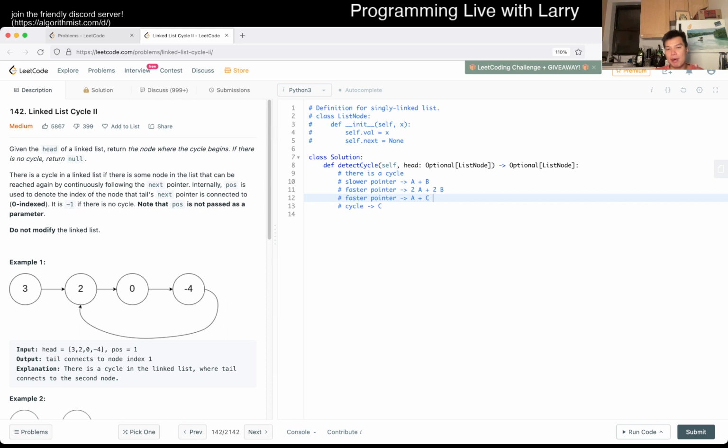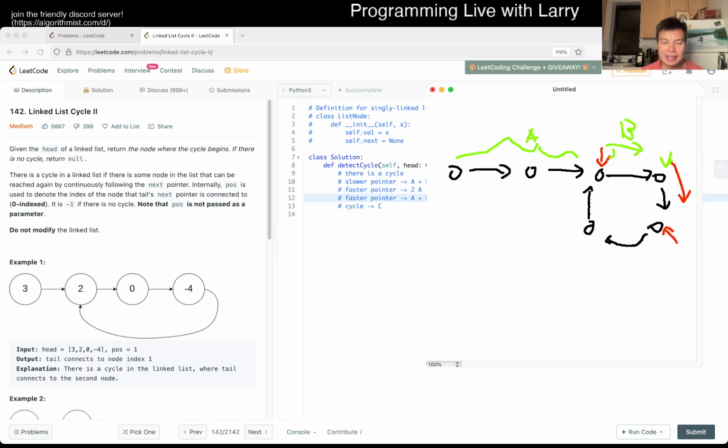Okay, let's see. So A is the part that it has moved. B is the length that is traveled inside the loop. So that means that the fast pointer will meet the slow pointer at B plus the cycle, because the cycle is one cycle. We assume that the fast one goes through once and then catches up at B. Does that make sense? Hopefully that makes sense. Let me draw it up really quick again, actually. I think this is right though.